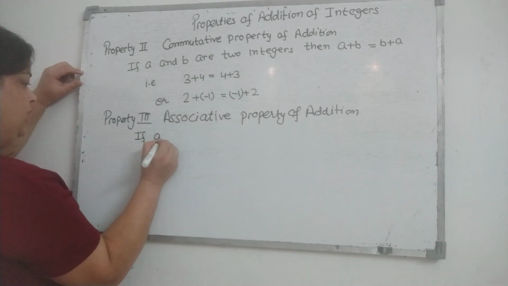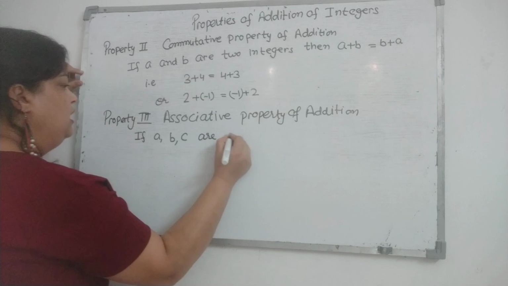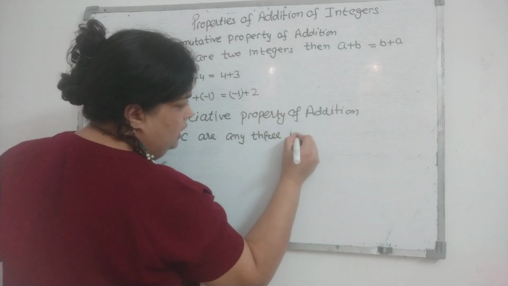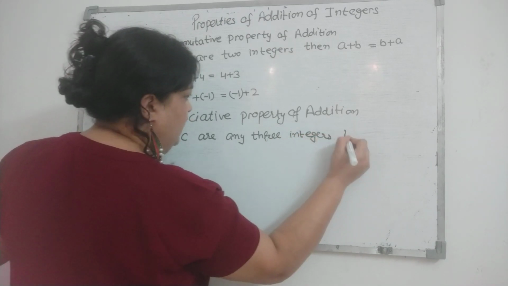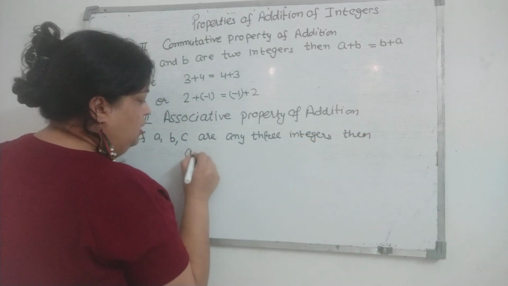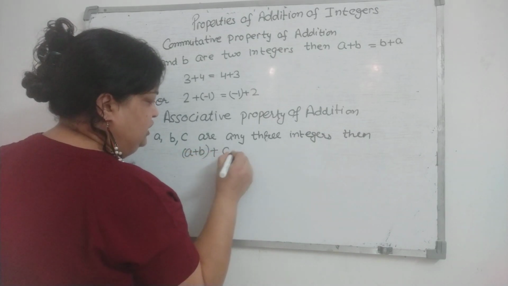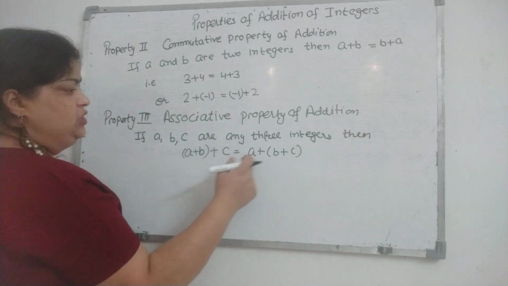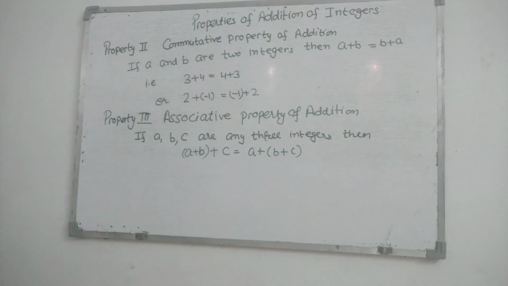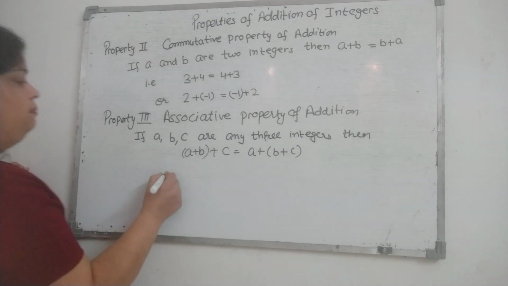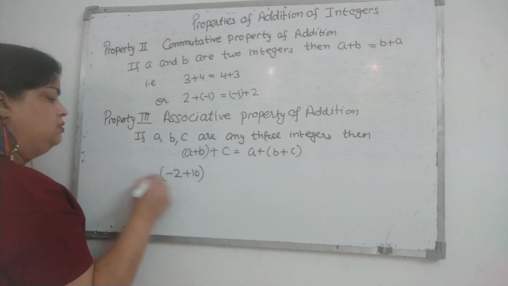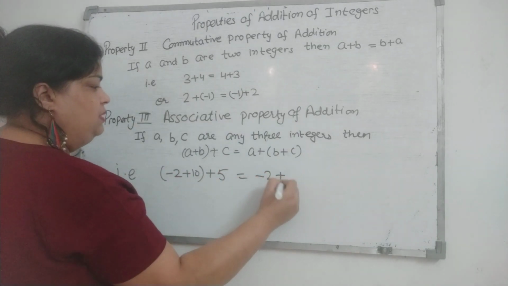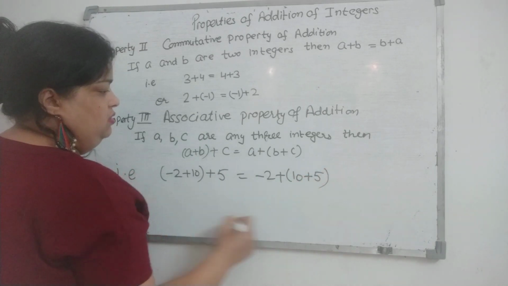If A, B, C are any three integers, then grouping doesn't change addition. A plus B plus C is equal to A plus B plus C. For example, minus 2 plus 10 plus 5 is equal to minus 2 plus 10 plus 5.